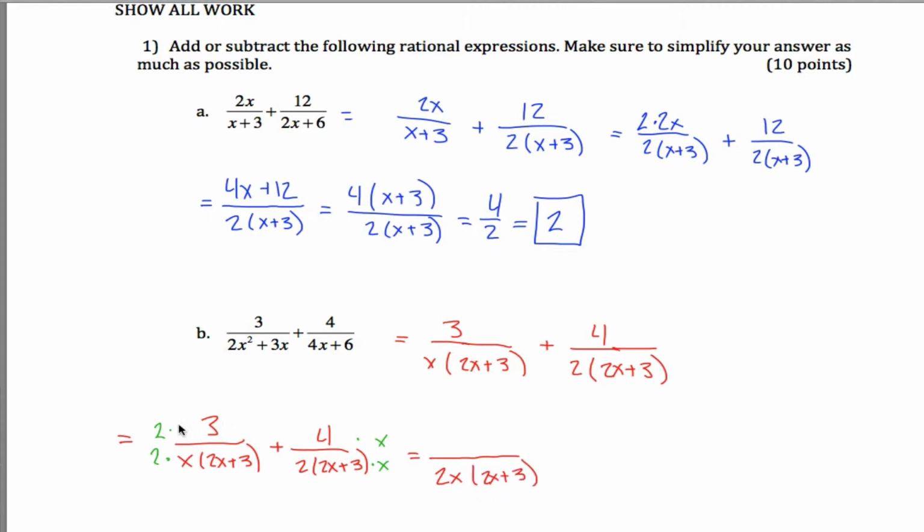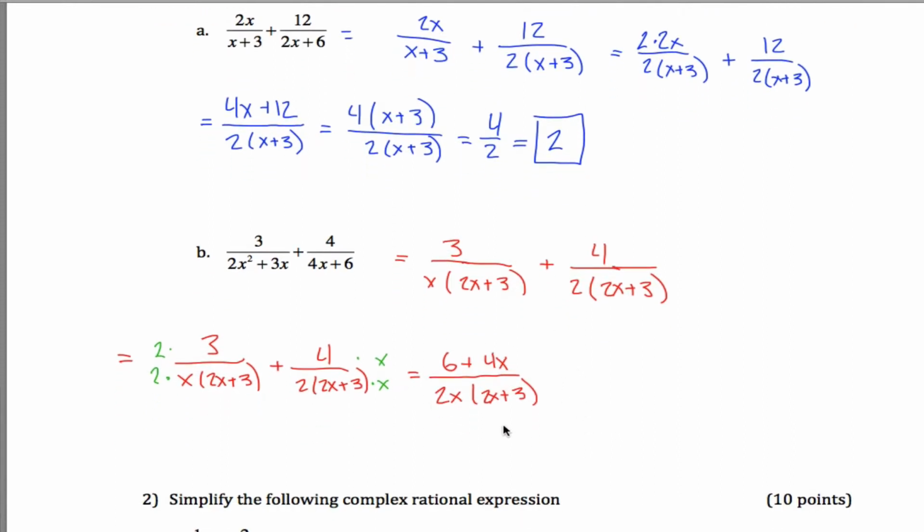What about the numerators? Over here I have the number 6, and over here I have 4x. This is the answer. You put them together. However, we should see if we can simplify it. 6 plus 4x. Greatest common factor. Looks like 2 goes into both of those. I got 3 plus 2x. On the bottom, I got 2x times 2x plus 3.